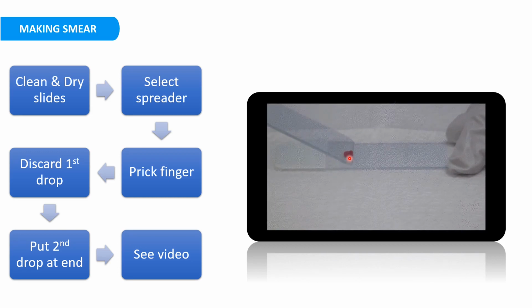Again, you have to pull the spreader back, allow it to spread, and then a smooth continuous movement, and a smear will be formed. The ideal smear should be tongue shaped. It should be evenly thin and thick. It should be a single layer, neither too thick nor too thin, and there should be no air bubbles. So this is how you have to make the smear.